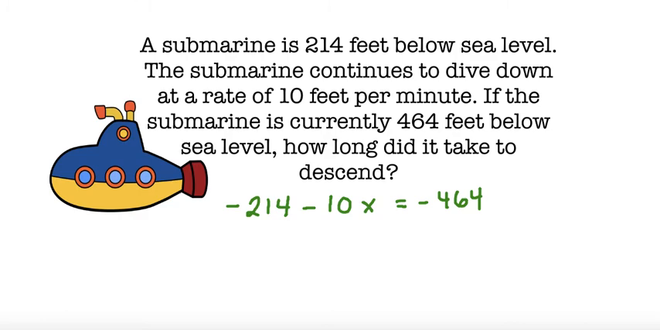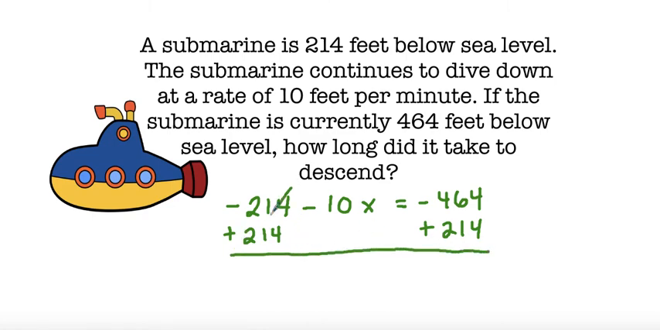And here, what we're going to do first is we want the x by itself. So we're going to get rid of the negative 214, and since this is a negative, to cancel it out and get a 0 pair, we're going to have to add 214 on both sides of the equation. So here, this is a 0 pair, so it cancels out, and we're left with negative 10x on the left side.